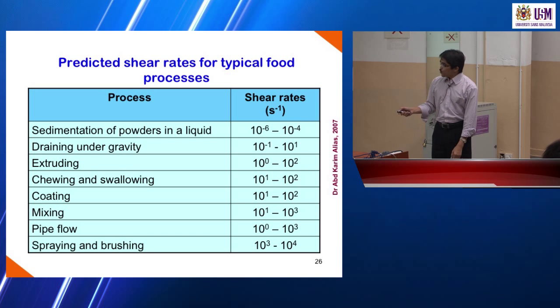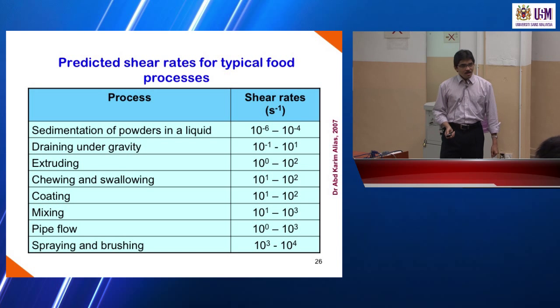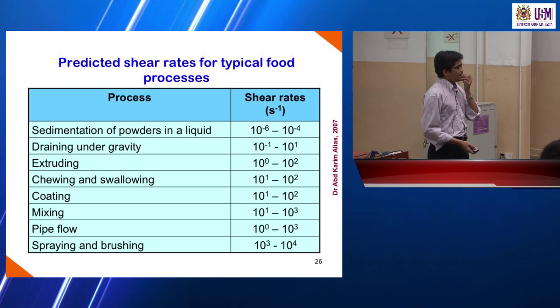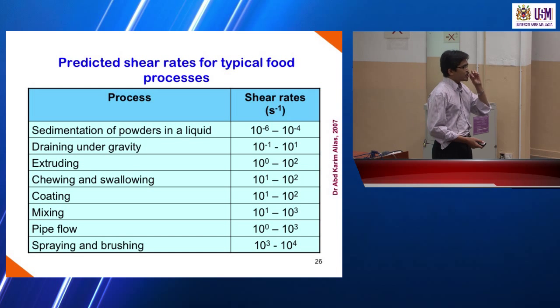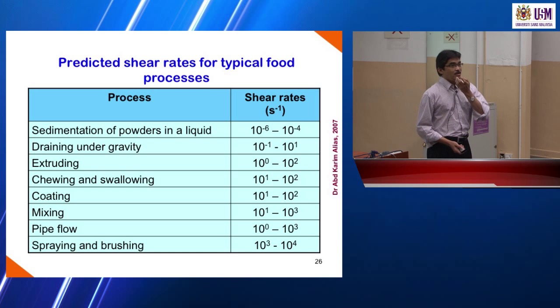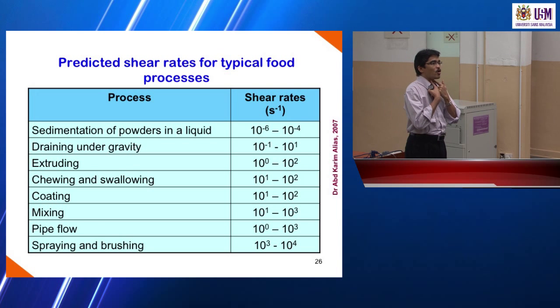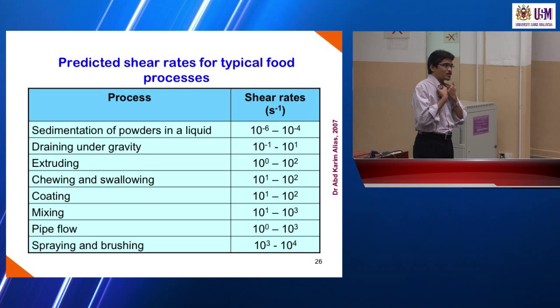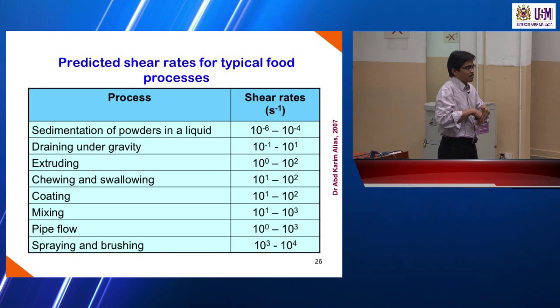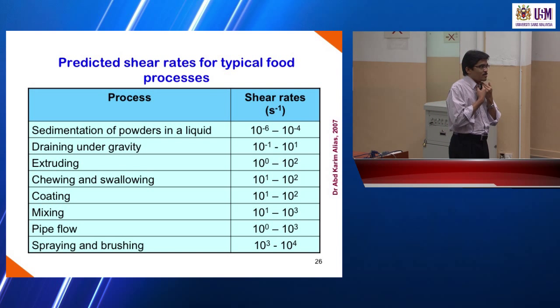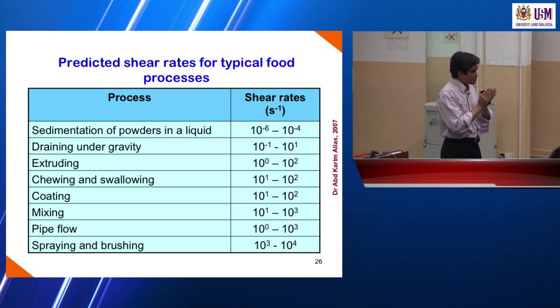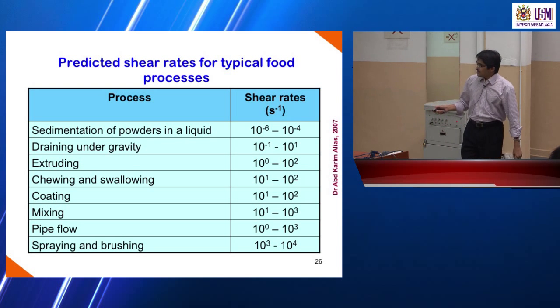1 to 100. Chewing and swallowing. When you eat something, let's say chewing gum, and you chew, kunyah. And when you swallow, it will go through this small passage or channel, and it will be squeezed into our stomach. So the food, when it goes inside through this channel, also will be squeezed. So it will be subjected to shear rate. So chewing and swallowing, surprisingly, quite high. The shear rate is quite high.